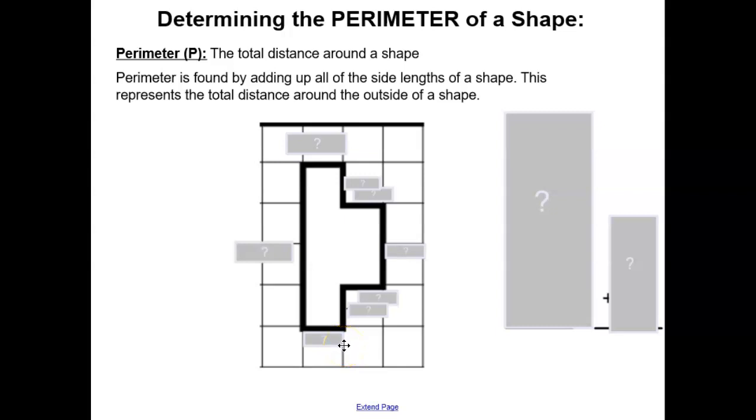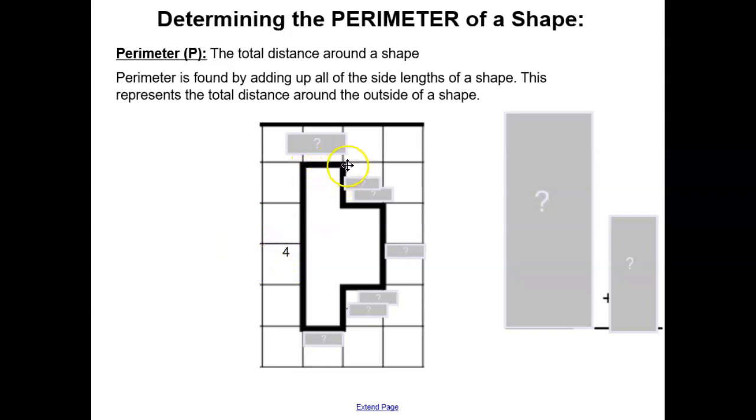Determine the number of sides the shape has first, because you know that that's the number of addends that you have to have, because perimeter is found by carefully adding up all of the side lengths of a shape. Boys and girls, what is this side length? 1, 2, 3, 4 units. Let's check.